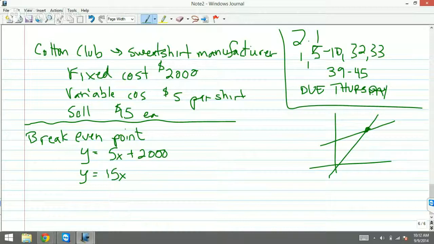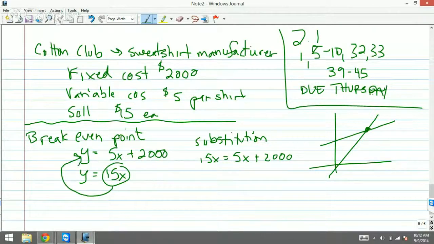Anybody care which way we use? Substitution, elimination? Okay, let's do substitution. What's my equation going to be? Y is 15x. Okay, so this here, plug it in. Okay, x is 200. So we have 200 shirts to break even.